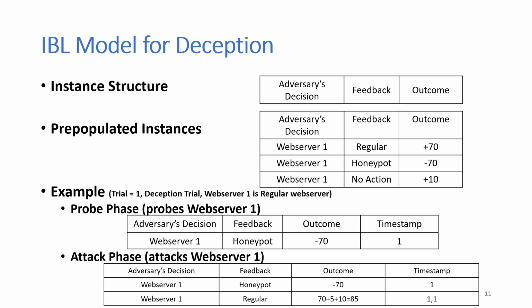Similarly, in the attack phase, if he attacks web server one, he gets to know the real state of the web server. Here, the web server happens to be the regular one. So the outcome is computed as 70 plus 5 for the probe phase and plus 10 for the attack phase. Likewise, the outcome value is computed in the model, and the timestamp also gets updated.